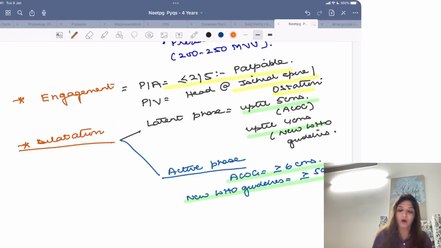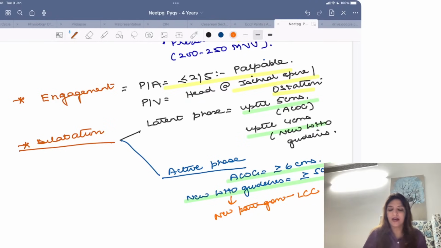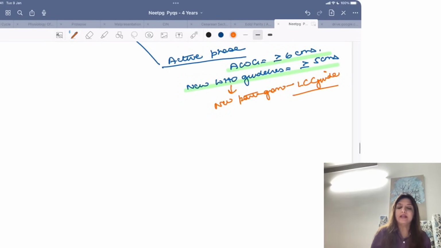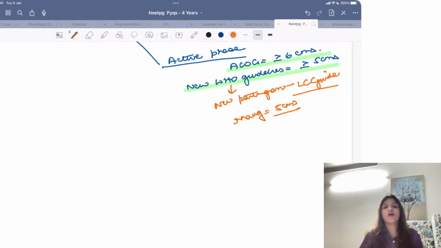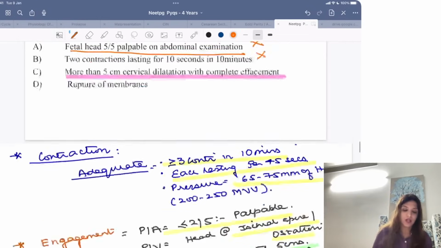This is the reason why the new partogram which is now there, and what is this new partogram called as? Labor Care Guide. So in Labor Care Guide, your markings are going to begin from 5 centimeters. Right, because according to the new WHO guidelines, active phase begins at 5 centimeters, right?